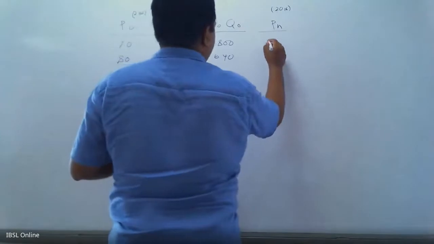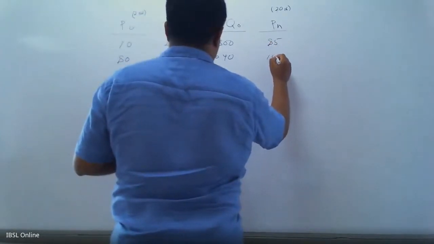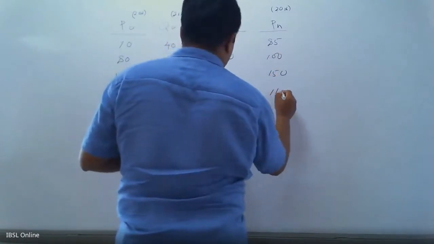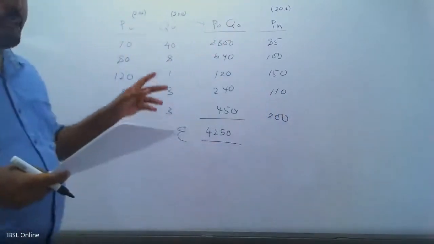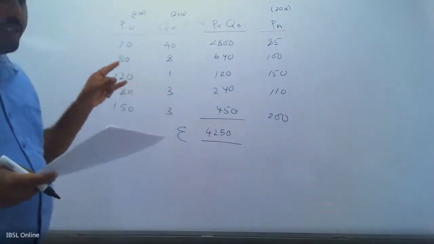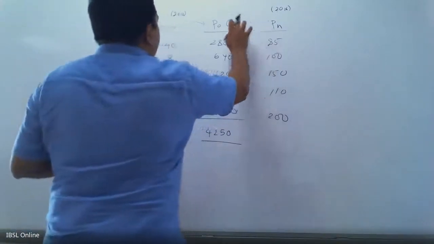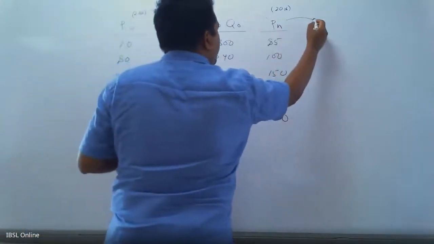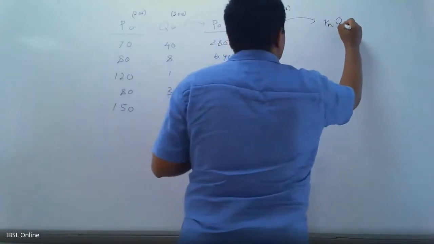I have the prices of the change numbers: 85, 100, 150, 110 and 200. I have the Pn and I have the Q0. So with a simple multiplication of these two, I can calculate the Pn Q0.